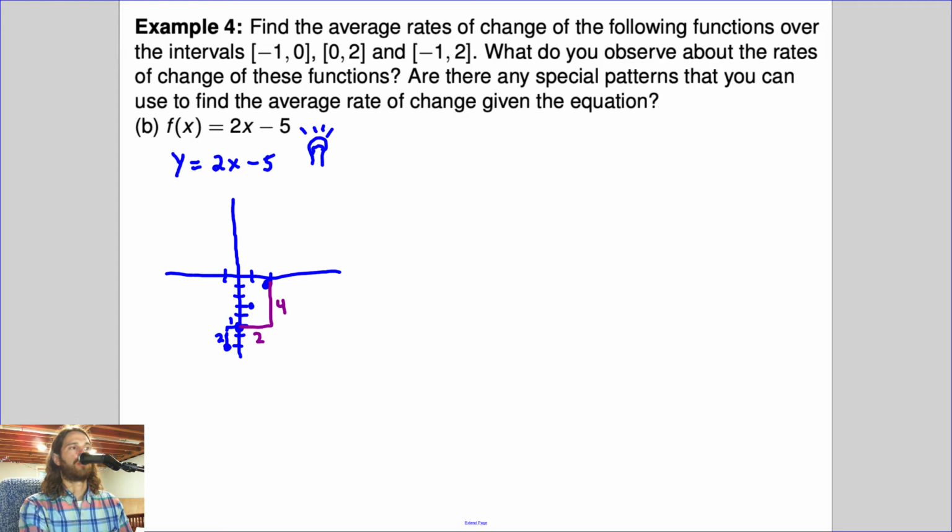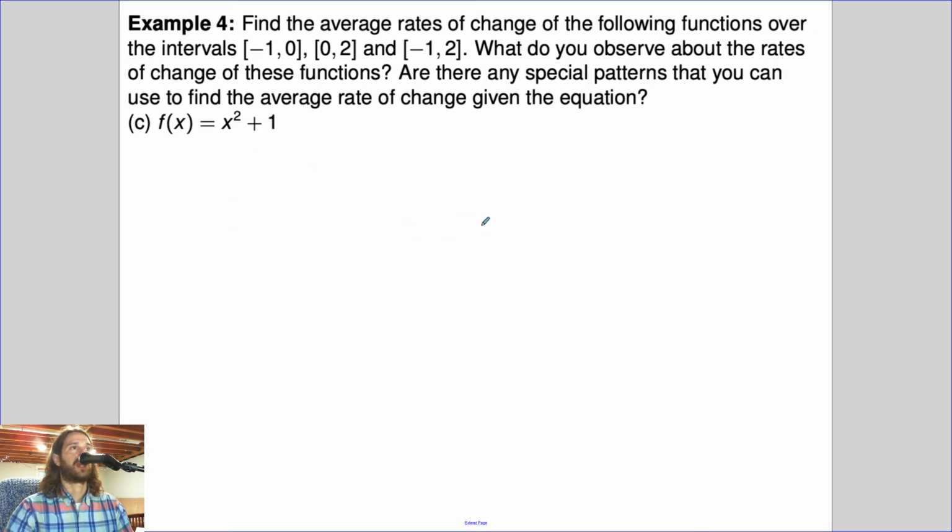And just so you're convinced, when you go from this point down here all the way up to this point, you have risen a total of 4, 5, 6, and run a total of 3. 6 divided by 3, it's still 2. In this case, since this is a line, the rate of change over every interval is always the slope, which is just 2. Now let's do a good one.